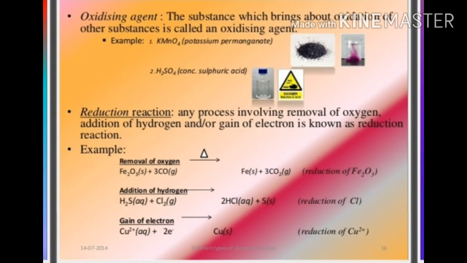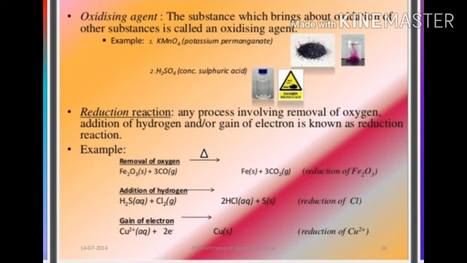Now the oxidizing agent: the substance which brings about oxidation of other substances is called an oxidizing agent, or we can say the substance which helps in the oxidation reaction is called an oxidizing agent. Here two examples of oxidizing agents are given: potassium permanganate and concentrated sulfuric acid. They are very common oxidizing agents which help in the removal of oxygen from other substances. So they are called oxidizing agents.